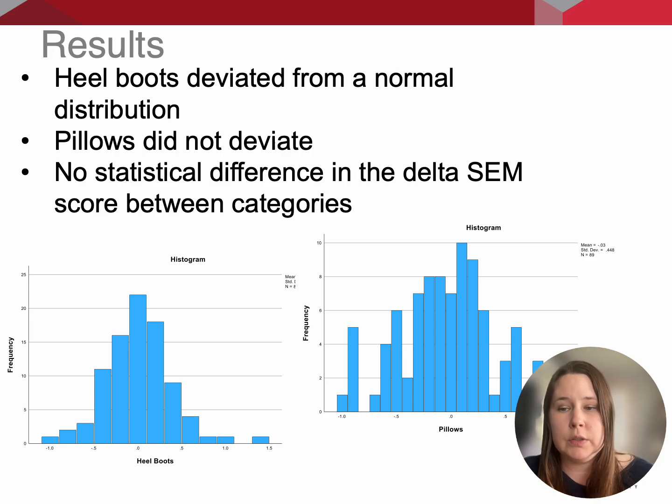The mean rank scores were 113.24 for the heel boot group and 120.90 for the pillow group, indicating only minimal differences between the groups. The Mann-Whitney U-test indicated that there was no statistical significant difference in the delta SEM score between heel boots and pillows, with the P being 0.400. Since the sample size was 235 heels scanned, it was a relatively large group to be able to run these tests and show the data.